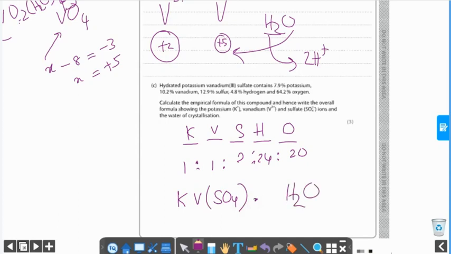Potassium 1, vanadium 1, sulfur 2. Sulfate means I need to put 2 here because there are 2 sulfurs, so there will be 2 sulfates. Then how many oxygens are left? Already I have shown 8 out of 20, so 12 oxygens are left, and I can put 12 in front of water. Then the oxygens will be balanced, as well as the 24 hydrogens. Clear?